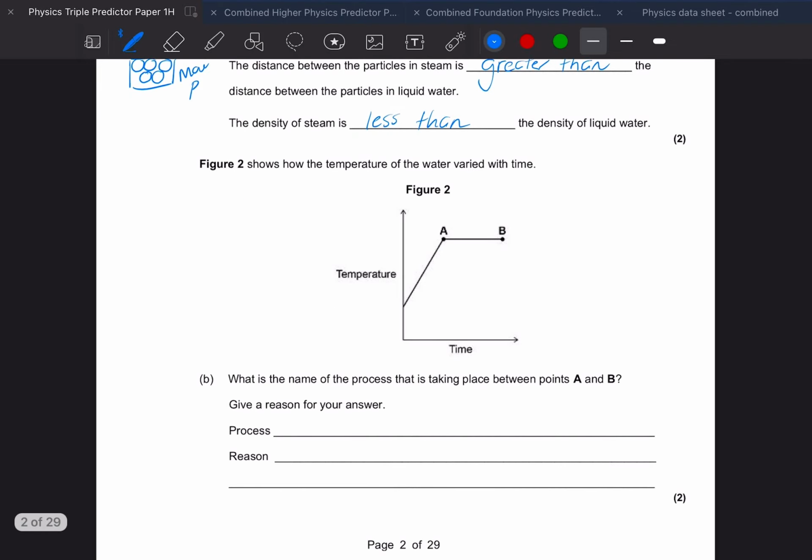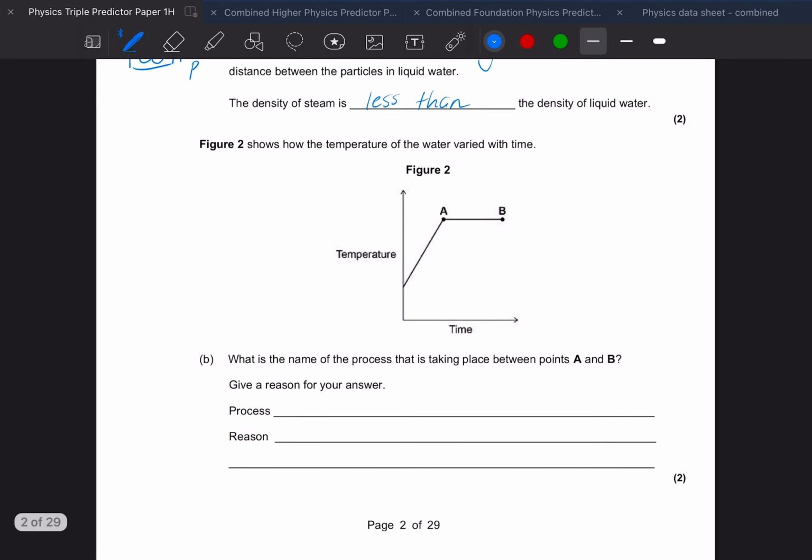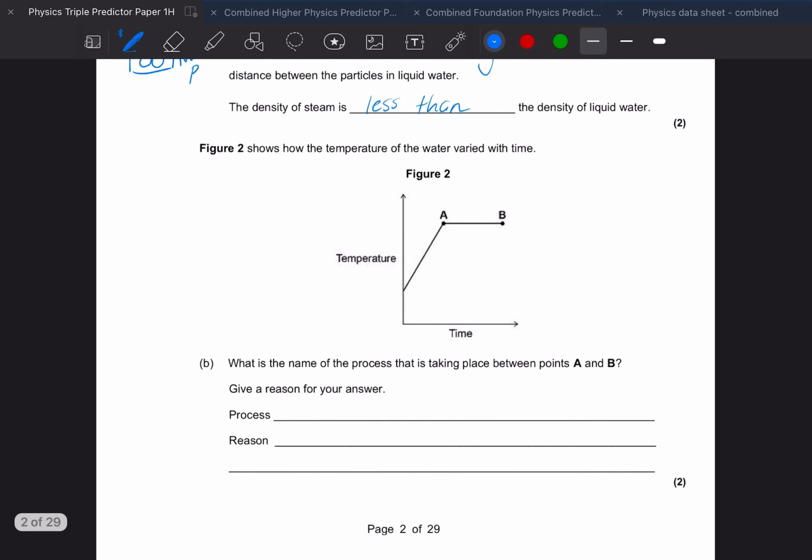Okay, figure 2 shows how the temperature of the water varied with time. What is the name of the process that is taking place between points A and B? Well, at points A and B, here we have got a state change, because we can see that the temperature isn't increasing at that point, whereas here we've got a temperature increase.